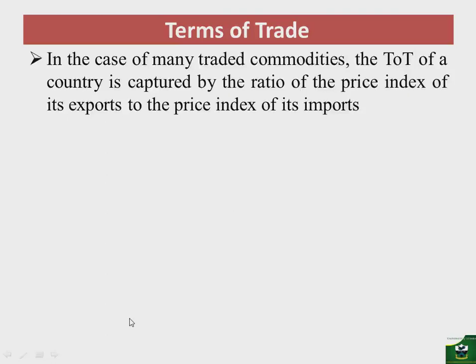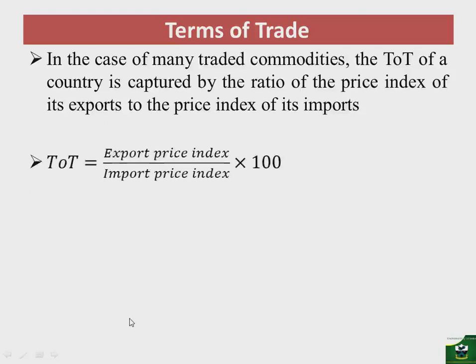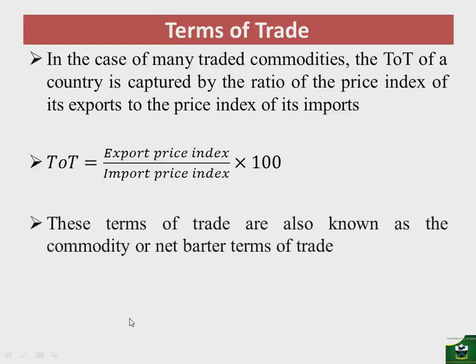And thus, the terms of trade will be equal to the export price index divided by the import price index, and then we multiply by 100. It should also be noted that these terms of trade are also known as the commodity terms of trade or the net barter terms of trade. So if you are reading any text and you find the terms of trade being called the commodity terms of trade or net barter terms of trade, you should understand that we are looking at the export price divided by the import price for any given nation.